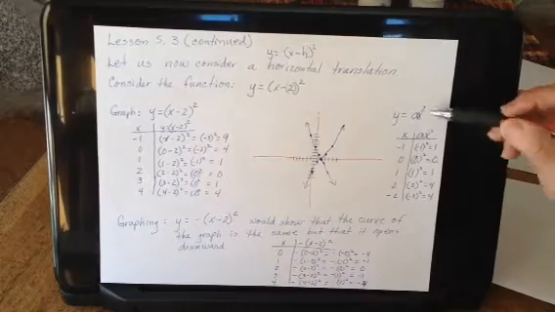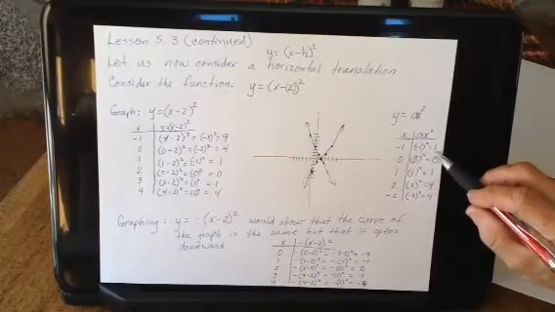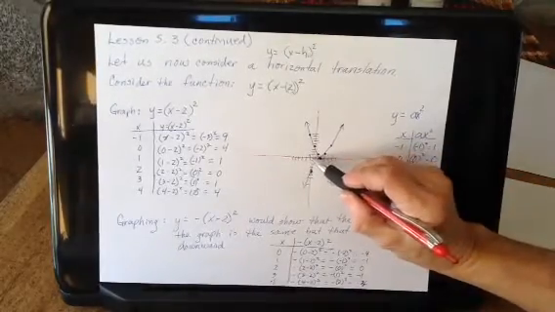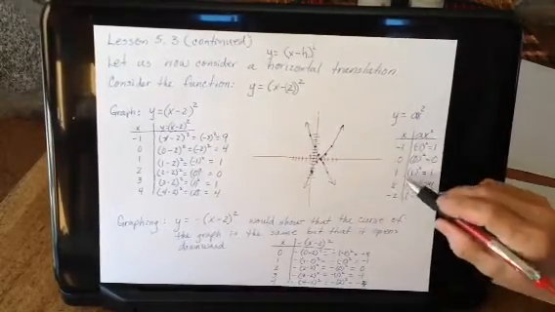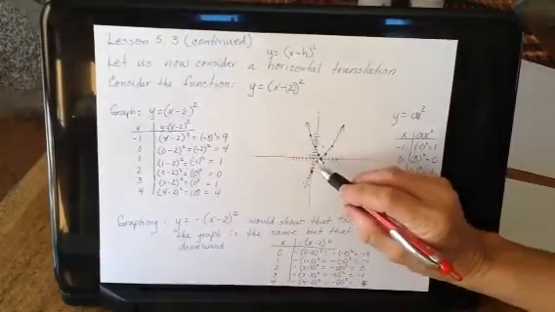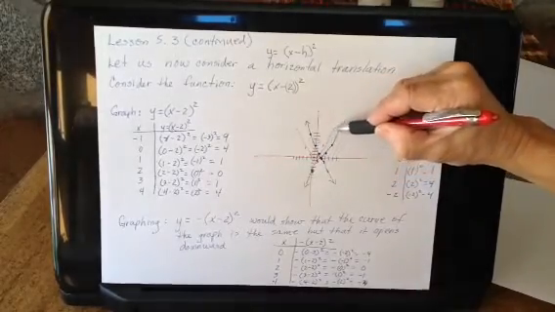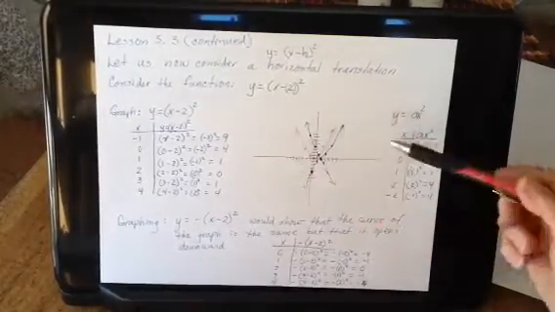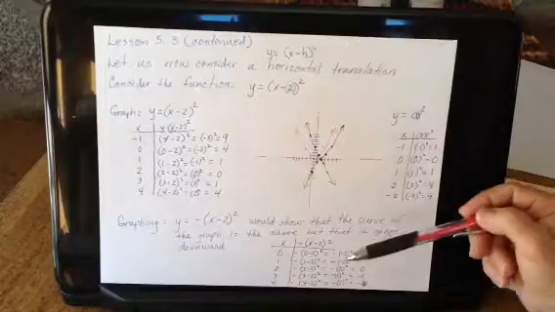So here's a graph of y equals x squared, and I've already run the values, so we're just going to plot that. When x is -1, y is 1. When x is 0, y is 0. When x is +1, y is 1. When x is 2, y is 4. And when x is -2, y is 4. So the vertex is definitely at 0, 0.